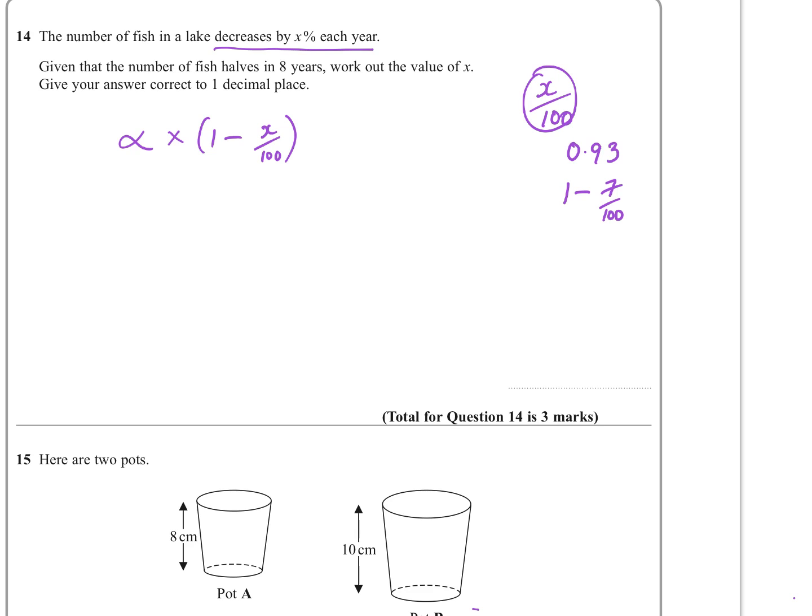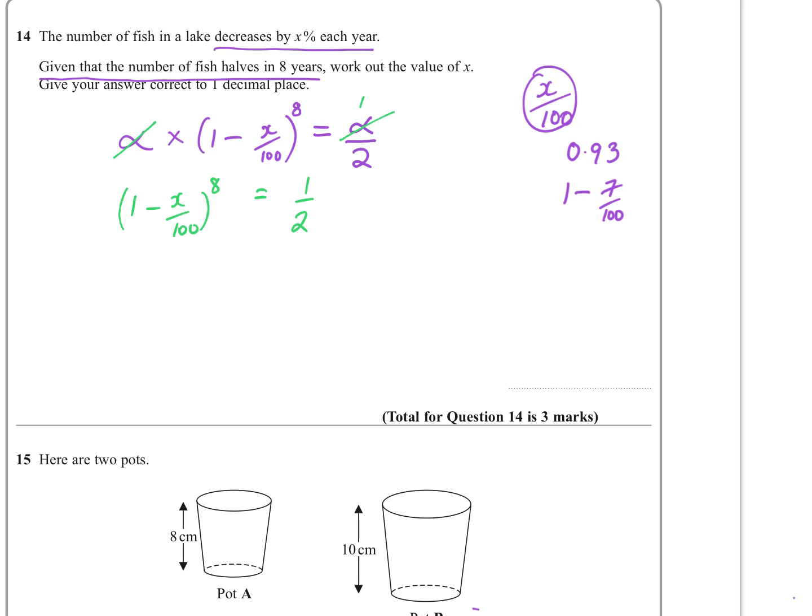And it says, given that the number of fish halves in 8 years, work out the value of x. Well, this means that over 8 years we've got to do that successively 8 times, so to the power of 8, and then we're going to end up with half the amount of fish that we started with. Now, the nice thing about this is we can divide both sides by this sign here. You could have called this y, it doesn't have to be a fish sign. And we would have 1 minus x over 100 to the power of 8 equals a half.